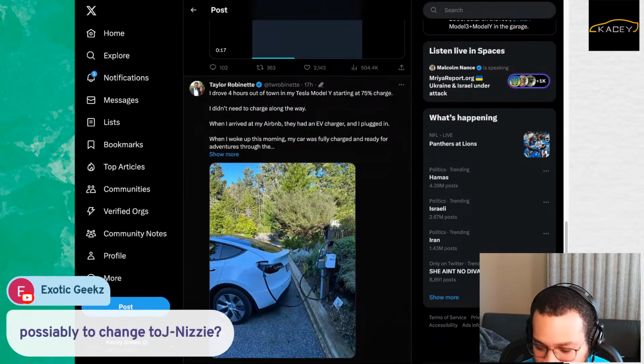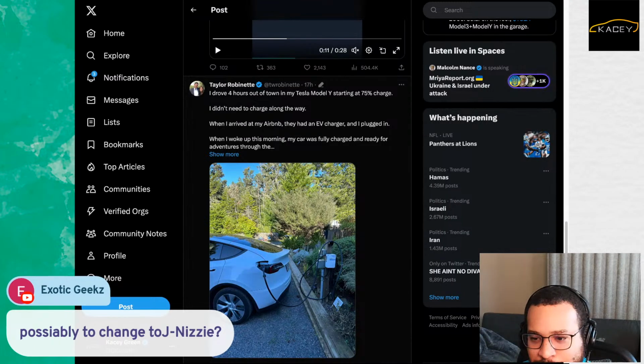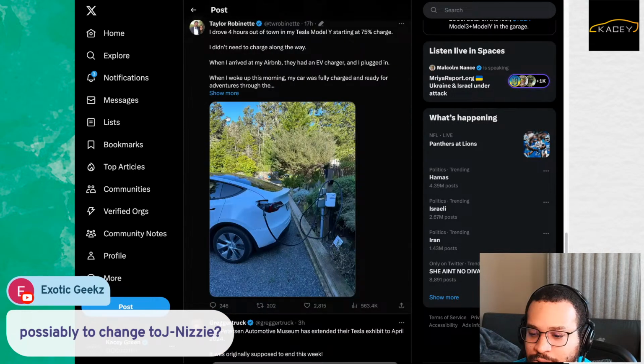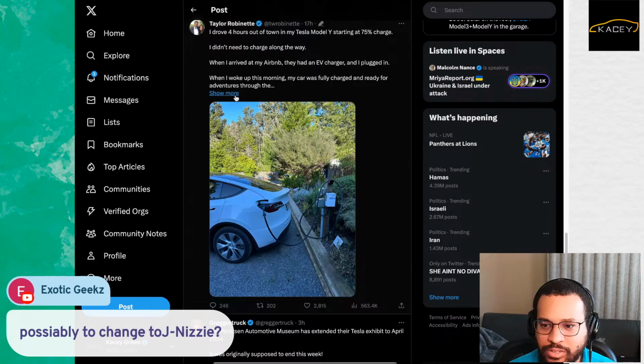This is one that I saw and I was going to pull in, but I didn't want to put a link in the show notes. Taylor Robinette says, 4 hours out of town in my Tesla Model Y, starting at 75% of charge. I didn't need to charge along the way. When I arrived at my Airbnb, they had an EV charger and I plugged in. When I woke up this morning, my car was fully charged and ready for adventures through... Oh man, I wish that the mores would just expand like they do on other social platforms.